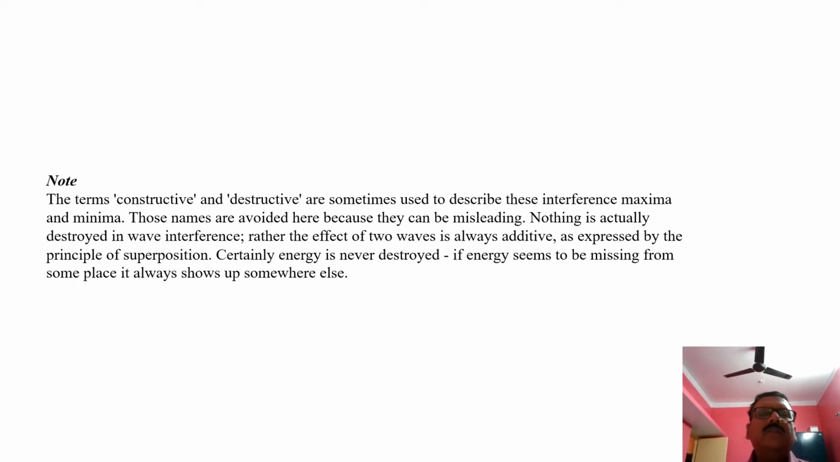Here, the terms constructive and destructive are sometimes used to describe these interference maxima and minima. As we know from previous classes, constructive interference takes place at those points where the two waves meet in phase, that means same phase, and destructive interference happens at those points where the waves meet in opposite phase.